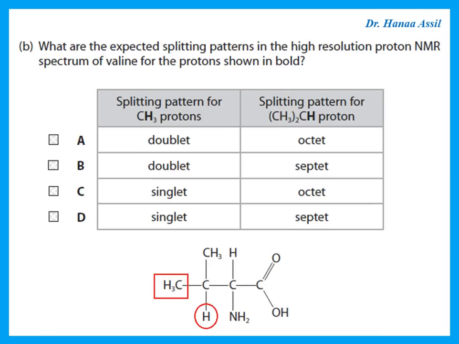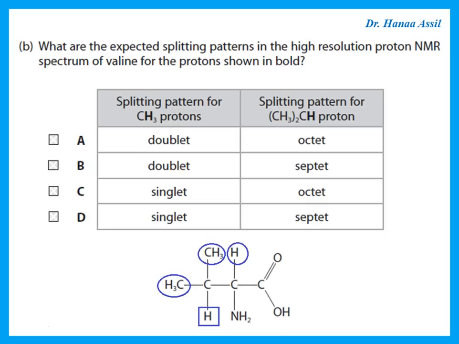Now the splitting pattern for the CH, that's that H down there. If I look at the carbons nearby, I have many hydrogens. I have CH3 and CH3, and the neighboring carbon has an H, and that means that I have a total of what? Of 7 hydrogens. So according to the n+1 rule, that would be an octet. Okay?